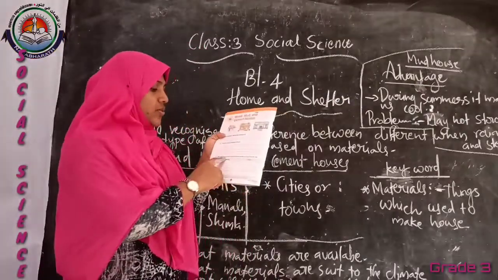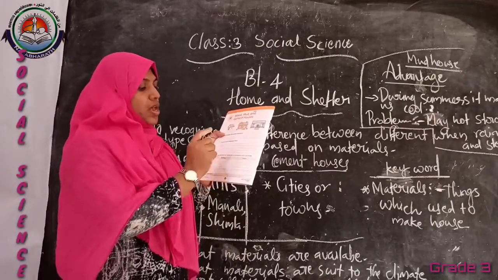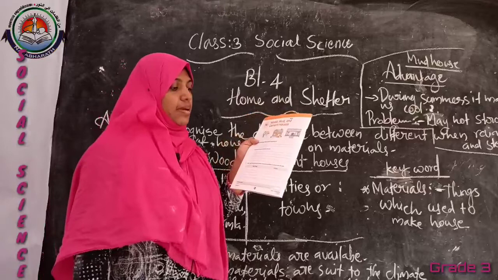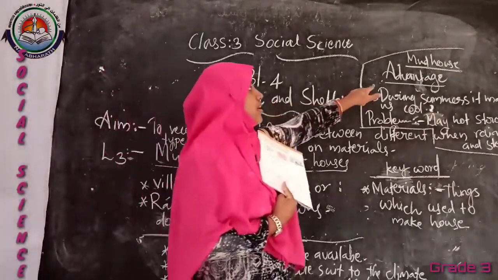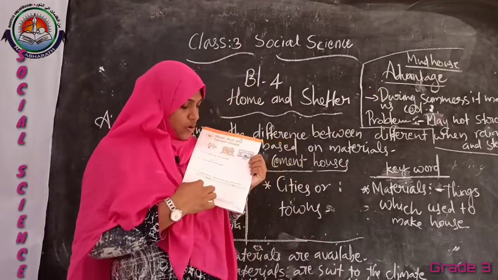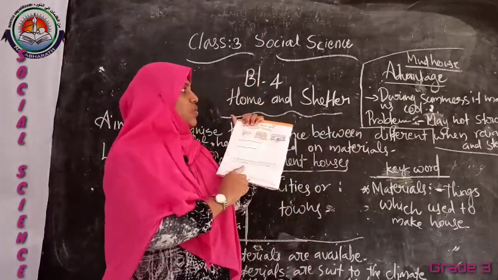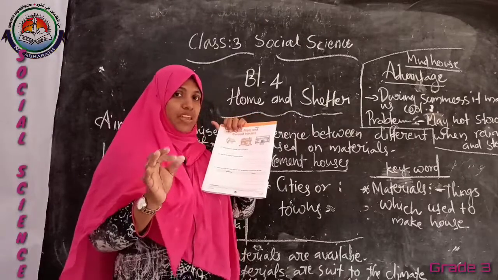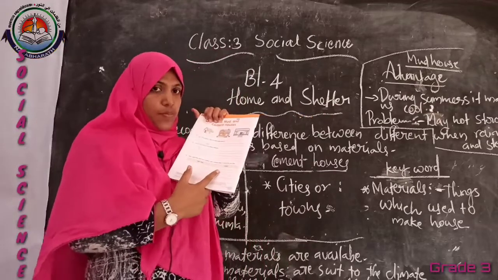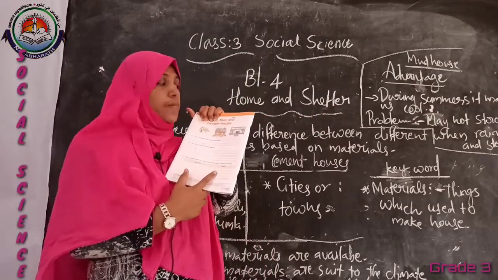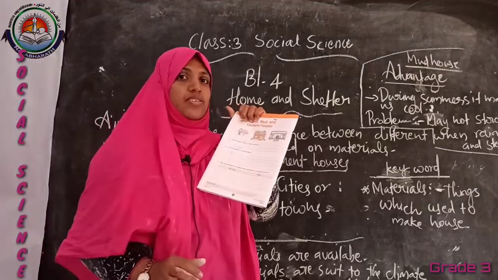Then write one good thing and one problem which someone living in a mud house may have. Here, as I have discussed, advantages in the first column and the problem you can write. Advantage, good thing means it keeps us cool during the summers, and the problem we can write here: may not be strong during rain and storm.